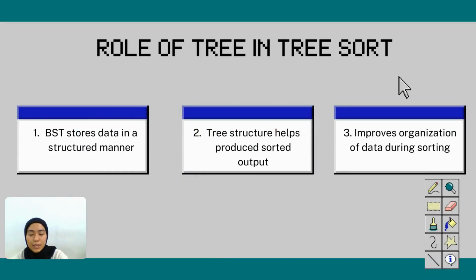Next is the role of the tree in tree sort. First, the BST stores data in a structured manner. Second, the tree structure helps produce sorted output. And third, it improves the organization of data during sorting.